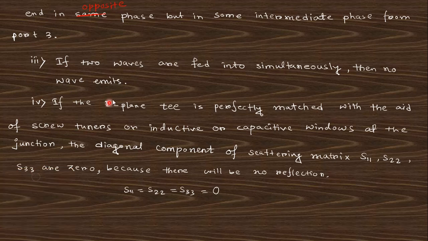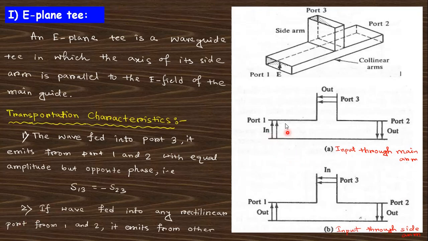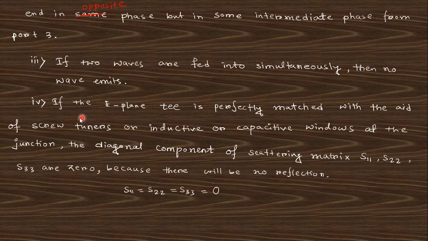And when two waves are fed in simultaneously within these two ports, then no output will happen from port 3. Another point: if the E plane T is perfectly matched with the addition of screw tuners, this match can be done by tuners, inductive or capacitive windows at the junction. The diagonal components of the scattering matrix, that is S11, S22, S33, are 0.